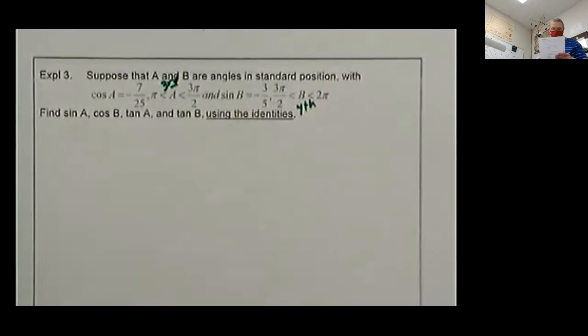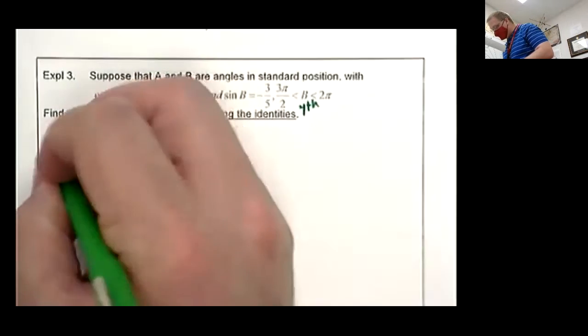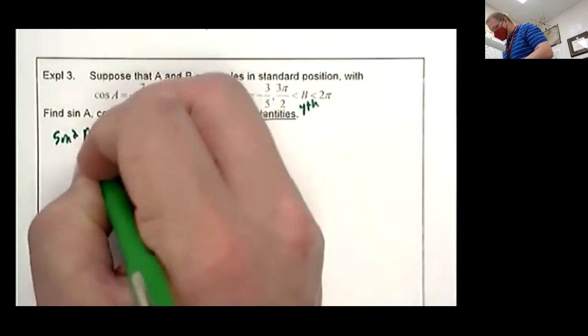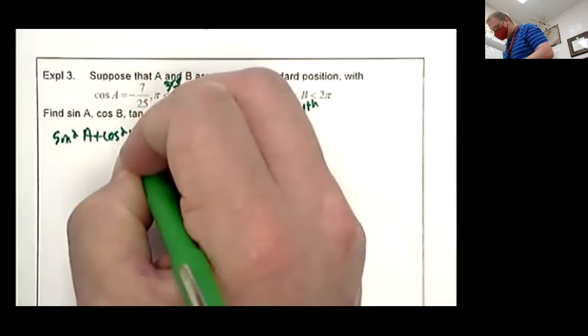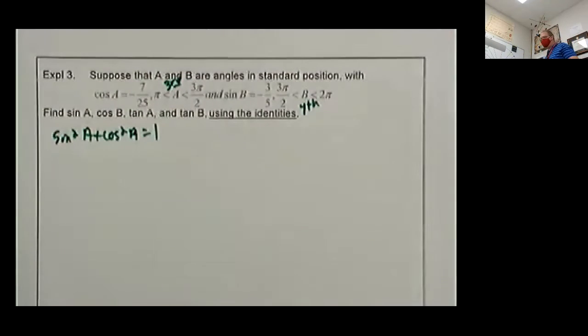All right, so what do we have already? Well, we already have cosine of A. We already have sine of B. So we want to find their reverses. We can do that easily using Pythagorean identities. So let's go ahead and start with A. We know sine squared of A plus cosine squared of A is equal to 1. That has to be the same angle.